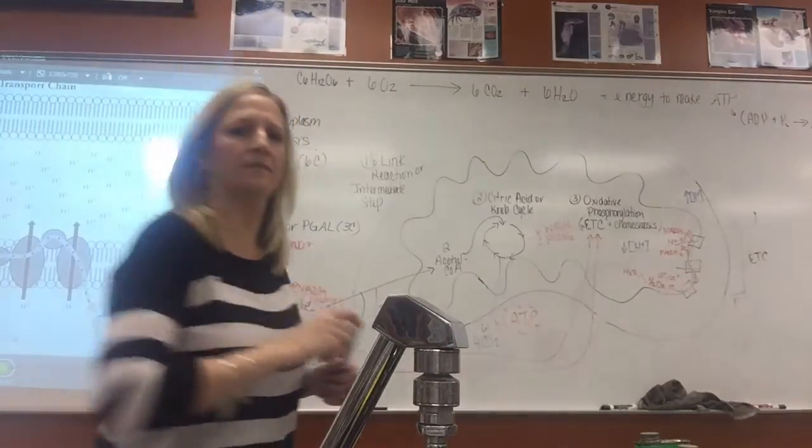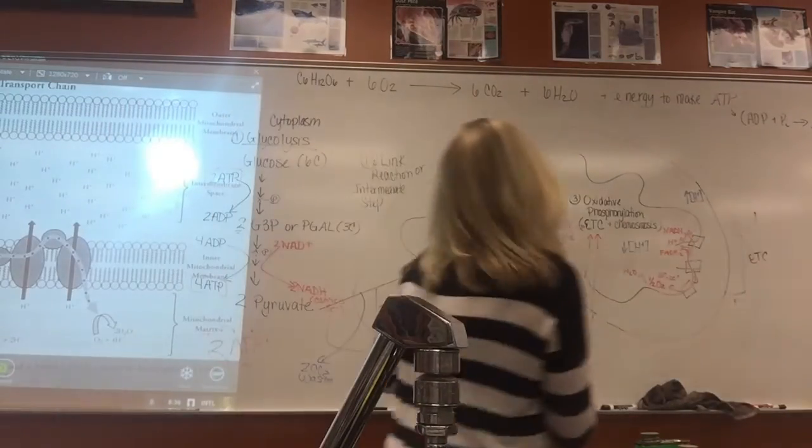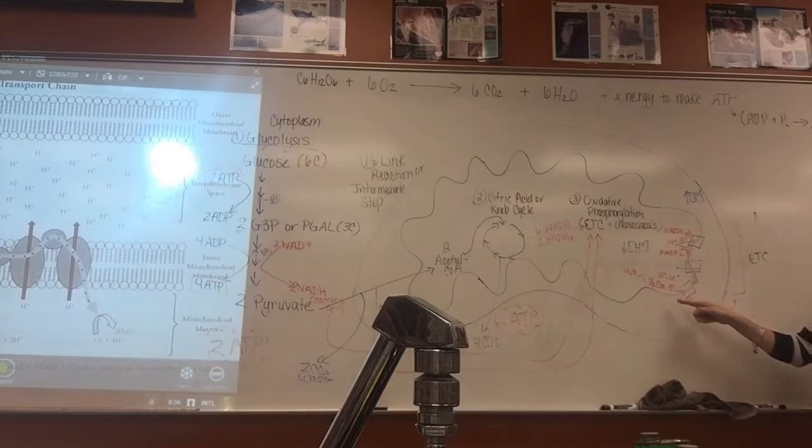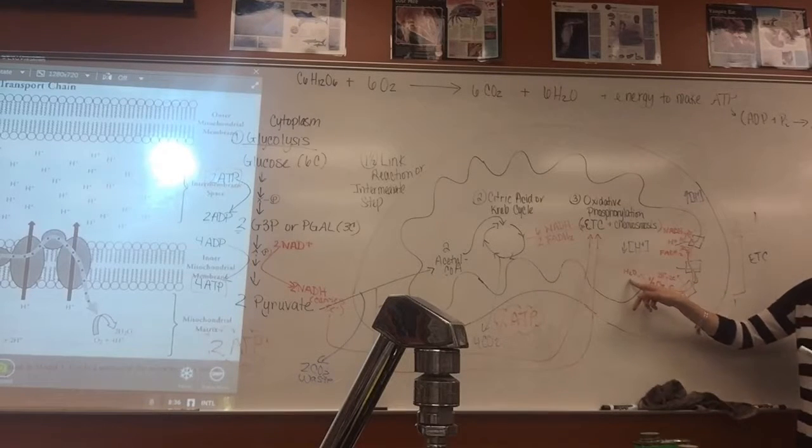So remember that the electrons, as they move through the electron transport chain, cause what to happen? Why do the electrons going through the electron transport chain, why is that important? Adeline? Well, it makes the waste product of water. It makes the waste product of water.